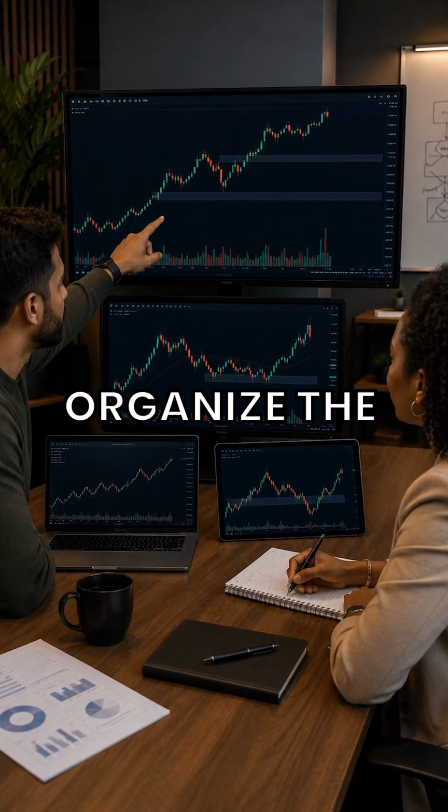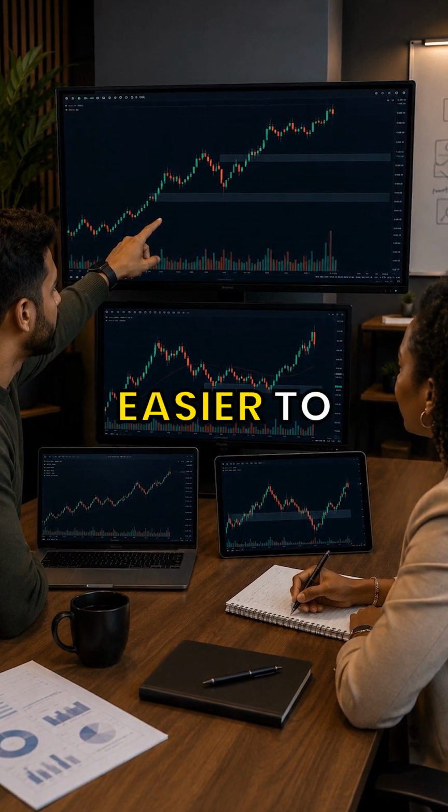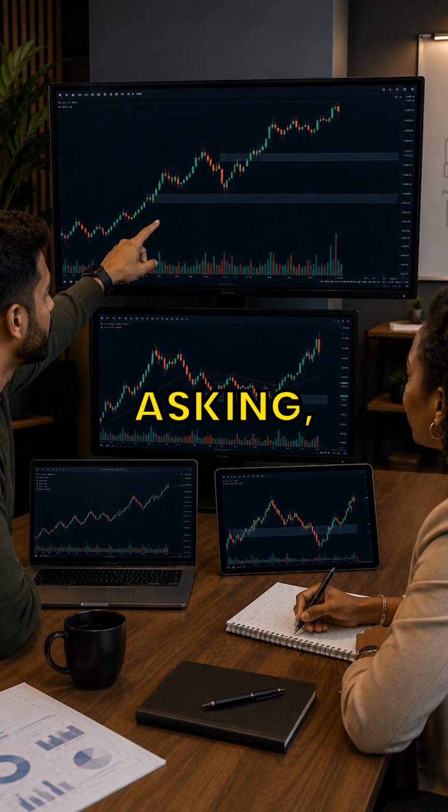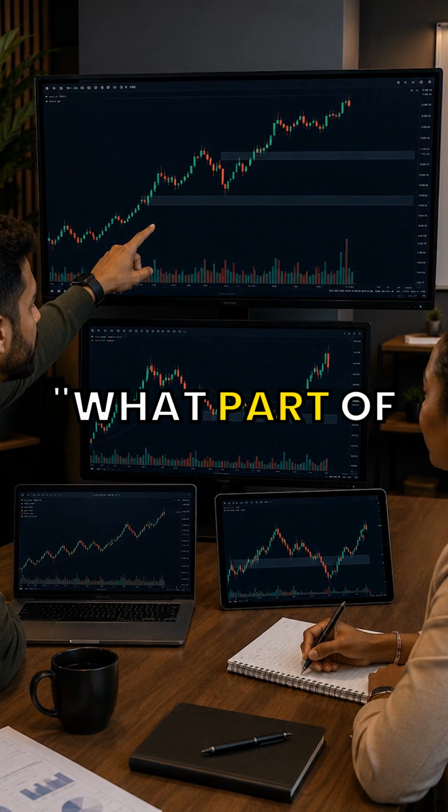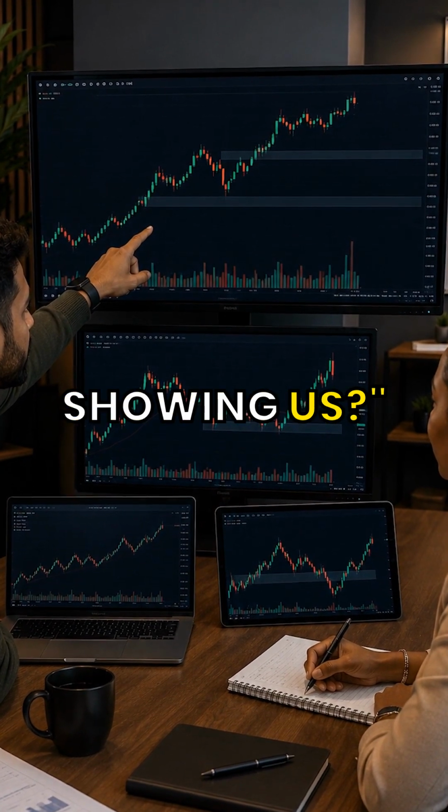Once we organize the time frames, the market becomes easier to interpret. We stop asking, which chart is right? And start asking, what part of the market is this chart showing us?